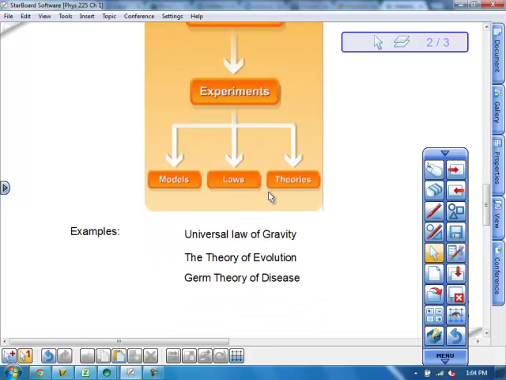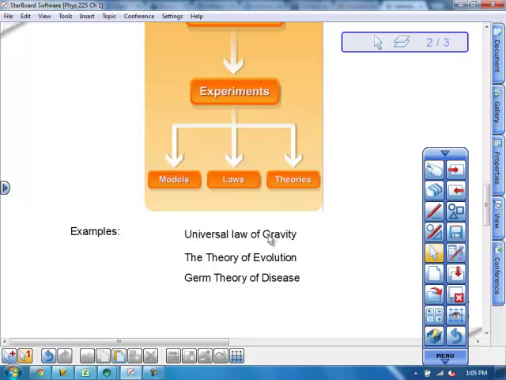Another thing I want to point out is that models, laws, and theories are on the same level here, right? The word theory many times is looked at, in the English form, as just a hunch, right? I have a theory that something works a certain way. That's not how the word theory is used in science. In science, a theory is a well-established framework of ideas supported by a large amount of evidence. Okay? So let's look at some examples.